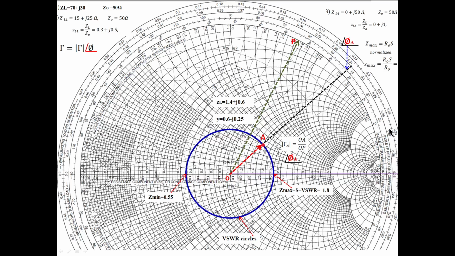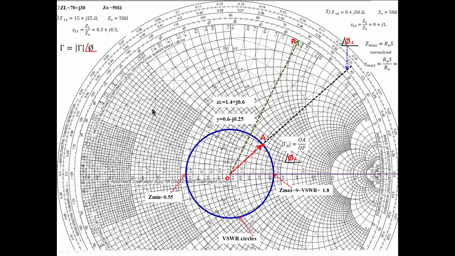So like that we can measure the angle of the reflection coefficient from the Smith chart. It is easy to do, instead of doing that complex multiplication, division, and all those things. So we can find the angle of the reflection coefficient and the magnitude of the reflection coefficient.